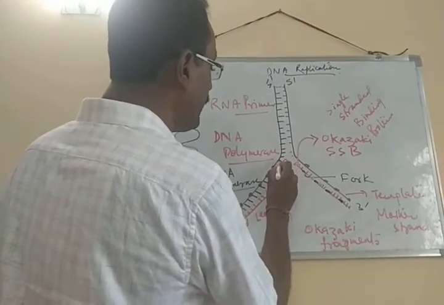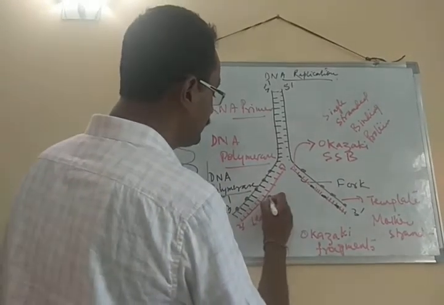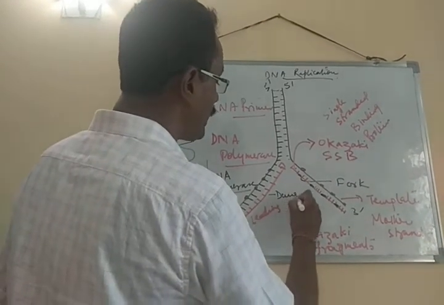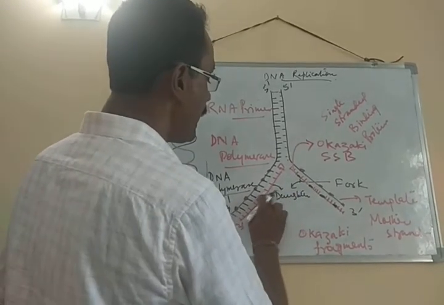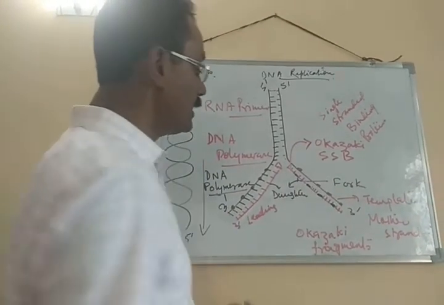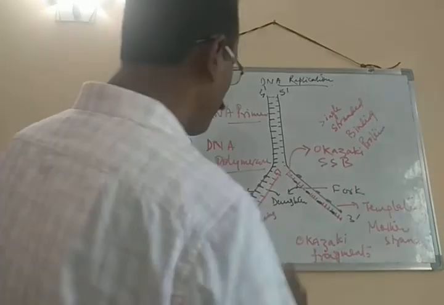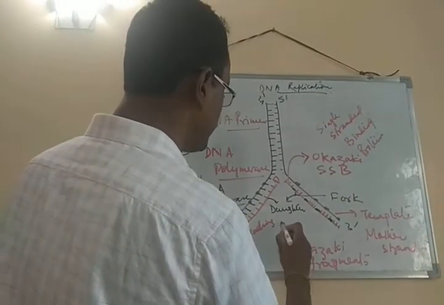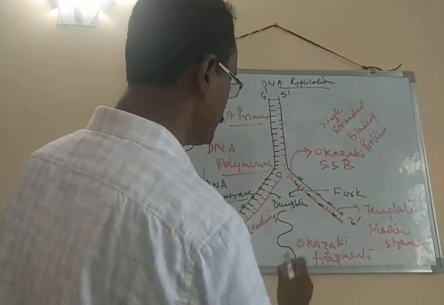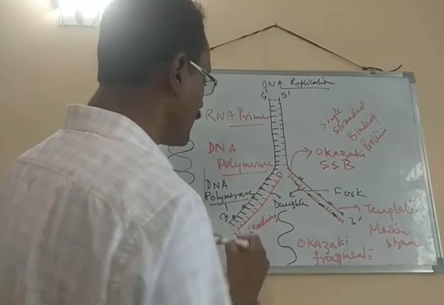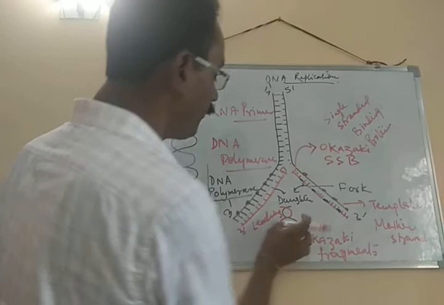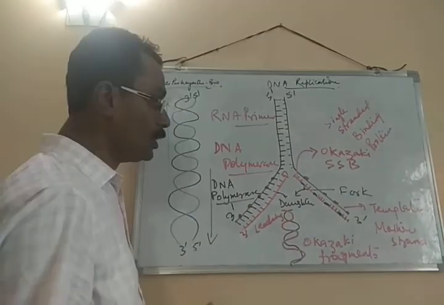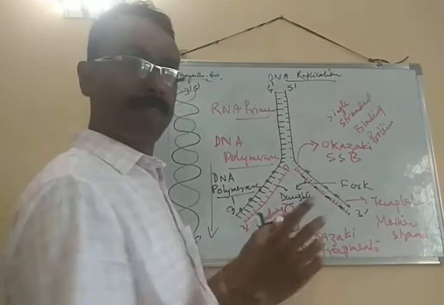Ultimately there will be coiling. Here you are finding this is the daughter. This is called the daughter strand. These two are the daughter strands, and this one is the mother strand. So ultimately what you are finding? This is the strand, and this, the red one I have drawn here, is the daughter strand. You are finding it coiled. So it is semi-conservative.